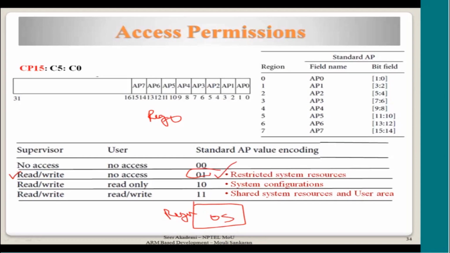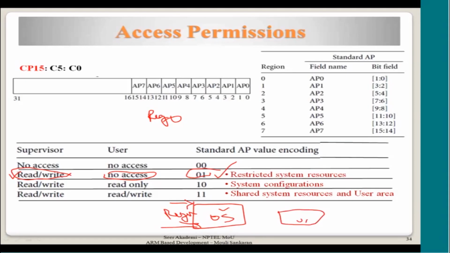You have to choose this so that the user has no access to it and the supervisor has read-write access to it. Got it? And you will define the start and end length also. In that case, it will be restricted access. Only the OS will have access. Supervisor and user will not have it.